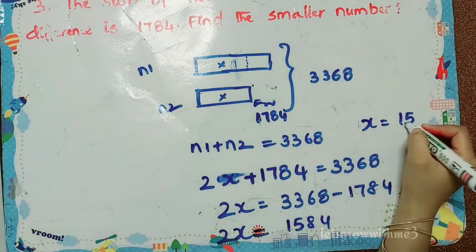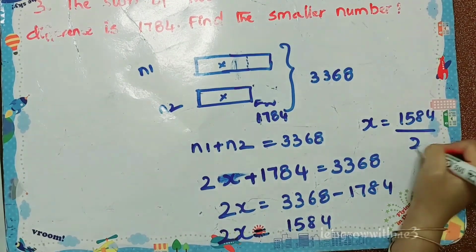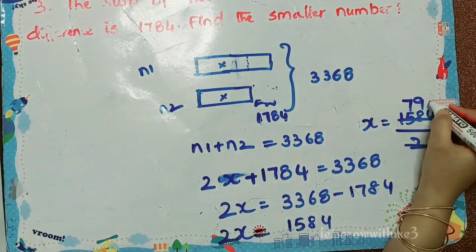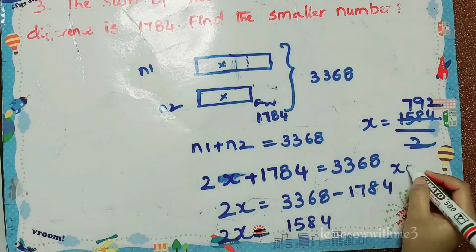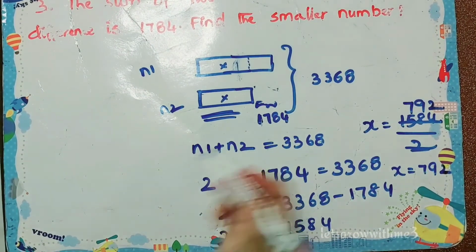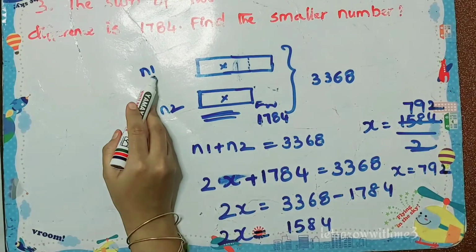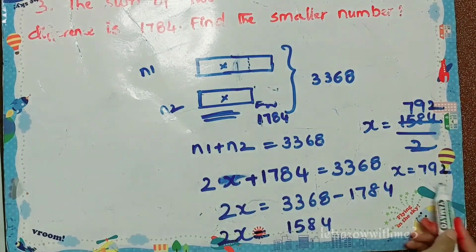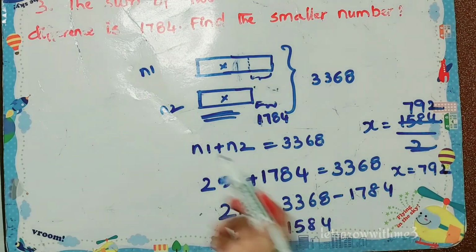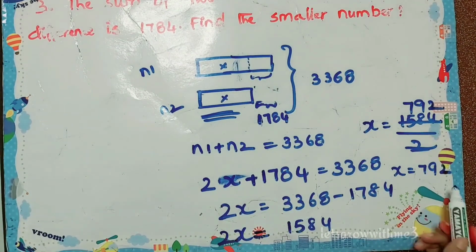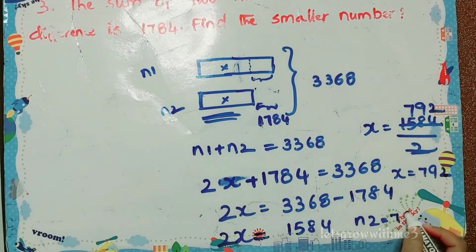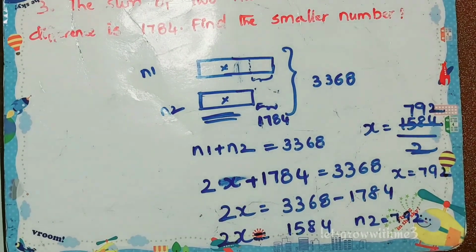Then what is x? Again I need to send this 2 to that side. 1584 over 2, which is equal to 792. So now I got x is equal to how much? 792. X means what? That is the smaller number. If they ask for the bigger number, then we need to add 1784 to the 792.